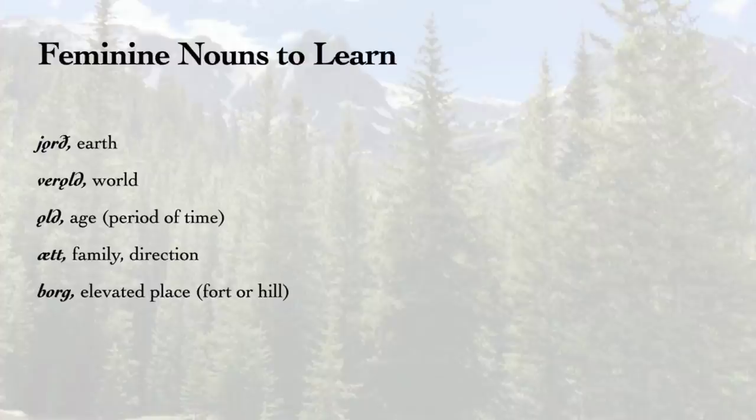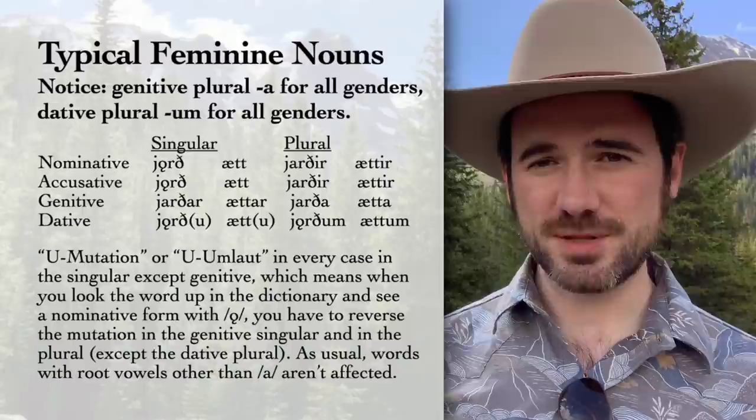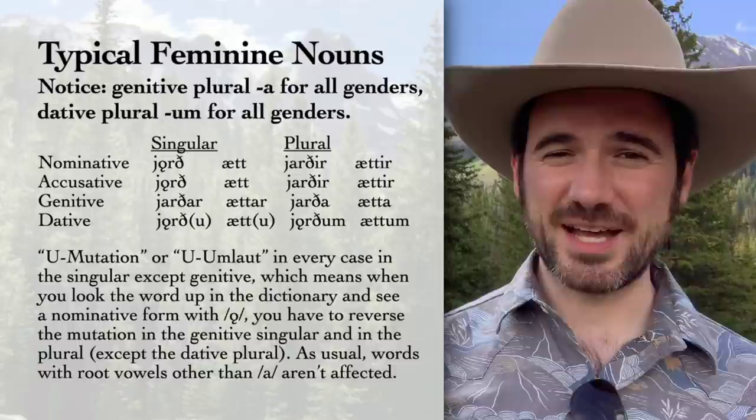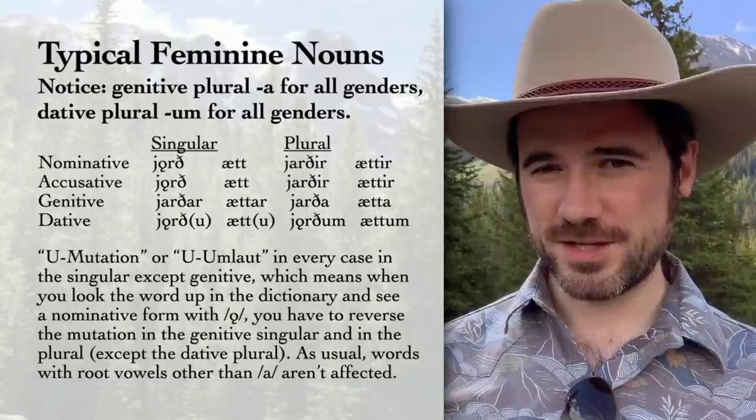If you're dealing with a feminine word that doesn't have that hook O vowel, like at, then there's no vowel change. The pattern goes at, attar, at, archaically atu, atir, atir, atta, atum. It's only a to hook O that changes when you have those U's or those now disappeared U's.